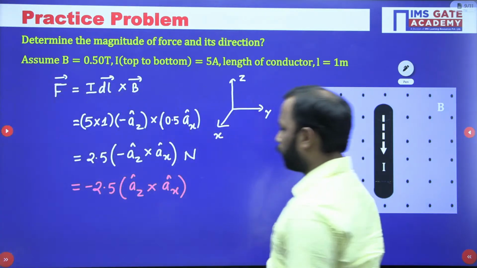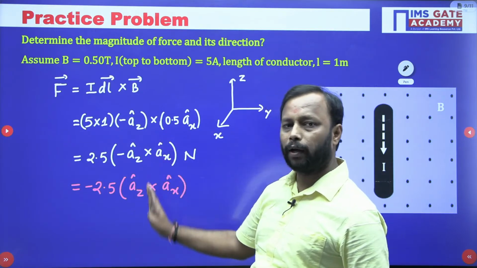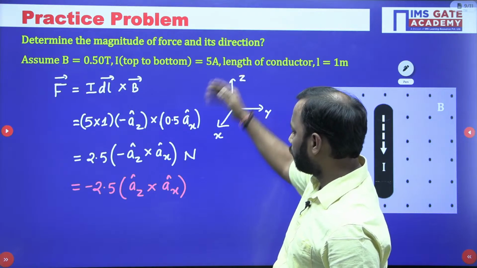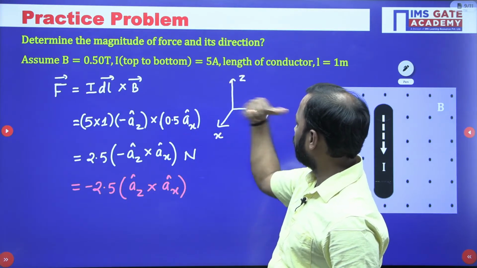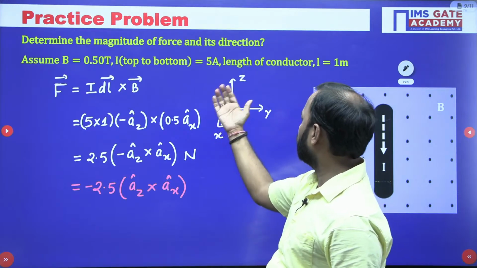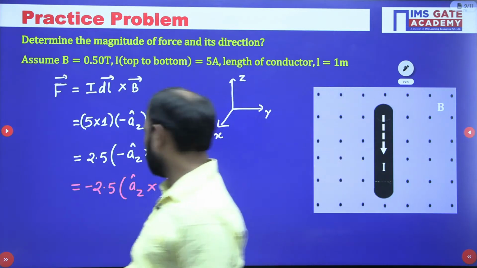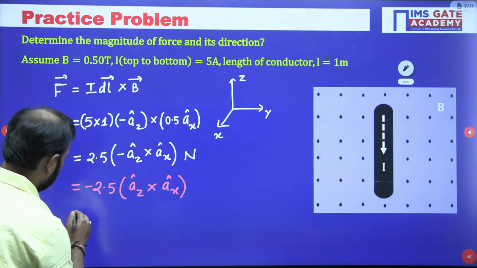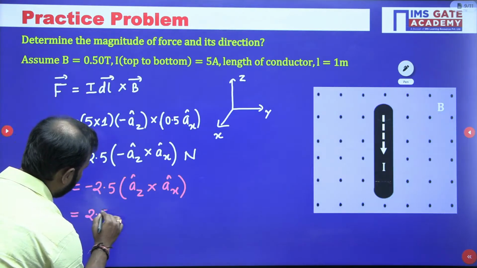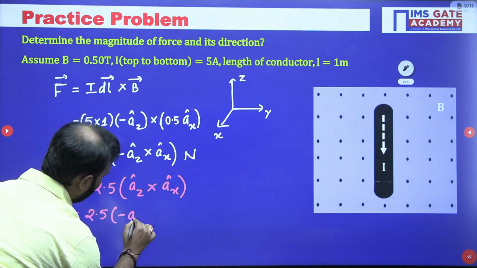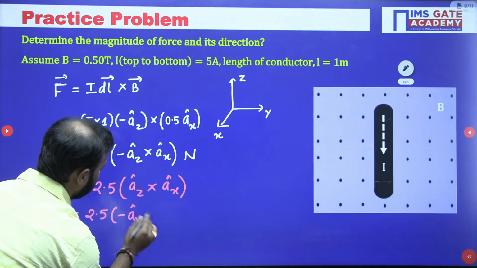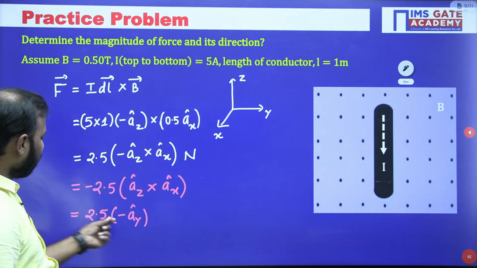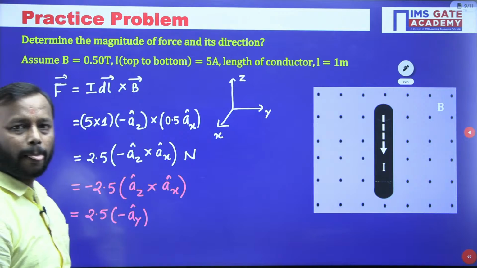So first point your forefinger in the z direction and curl in the x direction like this. So it will be towards the y direction. So it will be ay. But because of this negative sign, I can say that it will be 2.5 minus ay cap. Sorry, plus ay. Okay, this is plus ay, but this negative sign will make it minus ay.